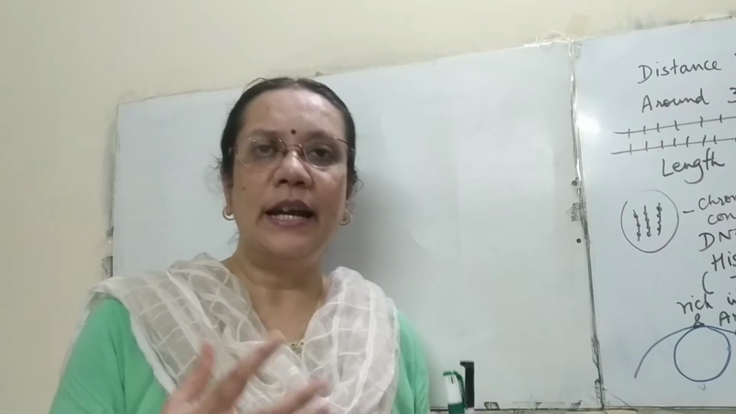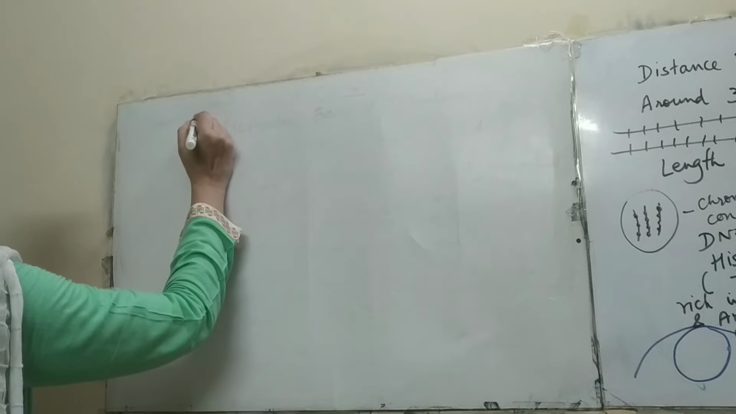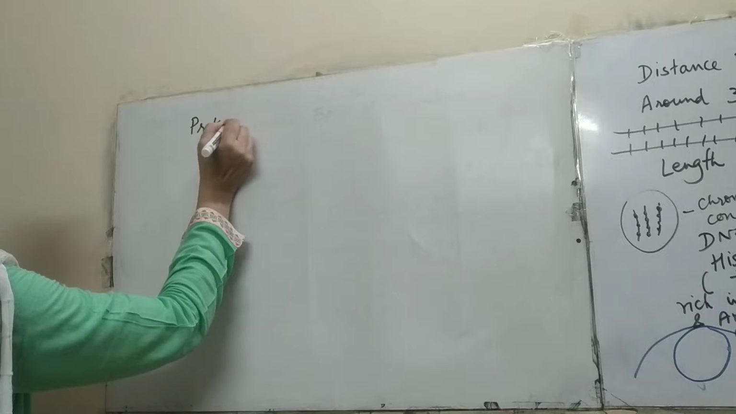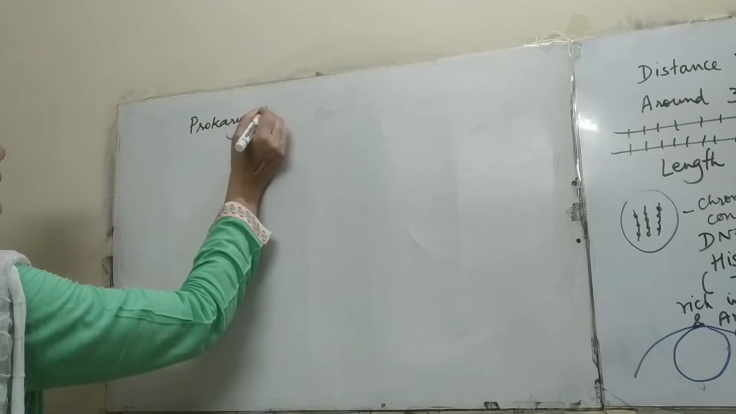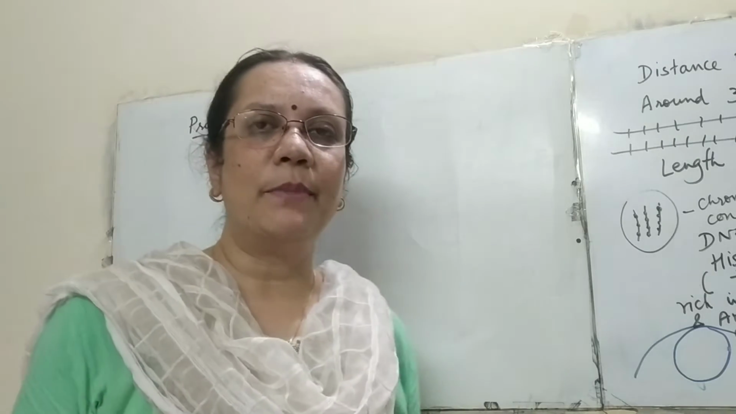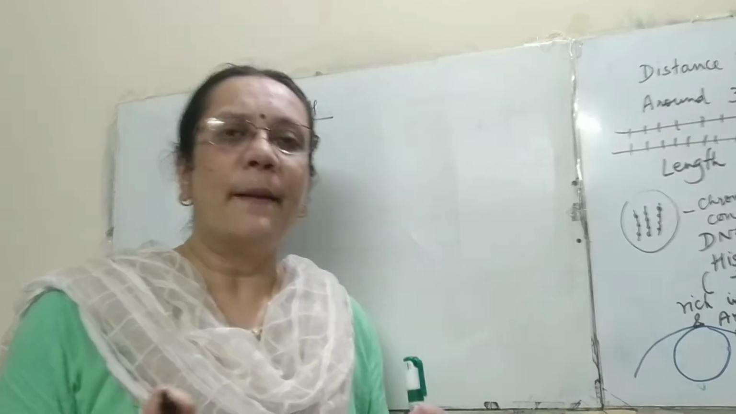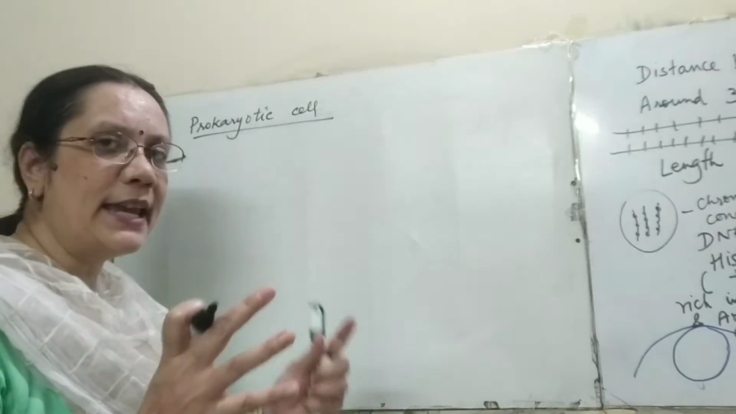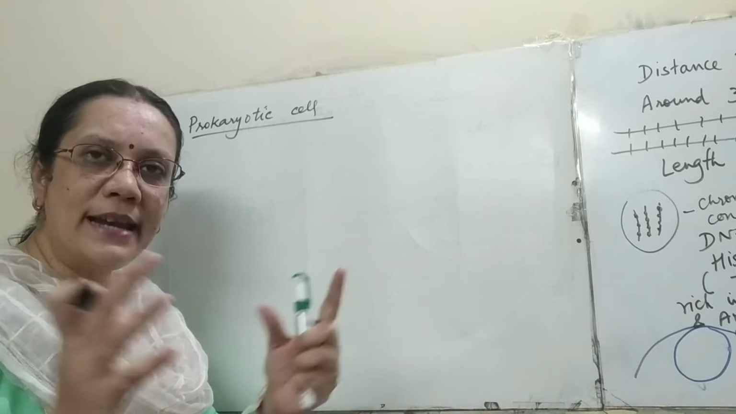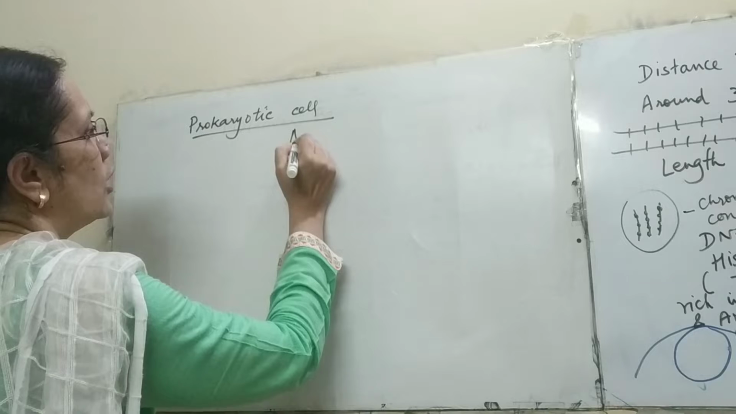Condition of the DNA in a prokaryotic cell. In a prokaryotic cell, we know there is no nuclear membrane. The entire contents of the DNA are actually scattered. But it is not so. Whatever the DNA is, they are also held together at a region which is known as nucleoid.